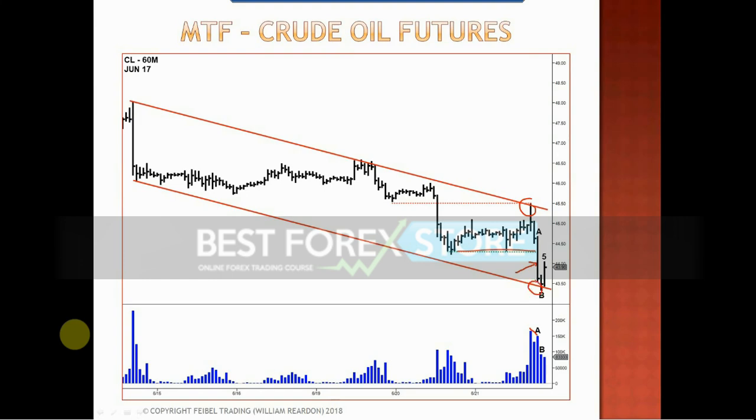Now, bar B prints, and what can we say about bar B? Well, this is a bullish case of effort versus result. The spread is about a third or less than a third of the size of bar A, yet the volume is only a third smaller. This is not bag holding per se, but there is an incredible amount of buying in this bar.